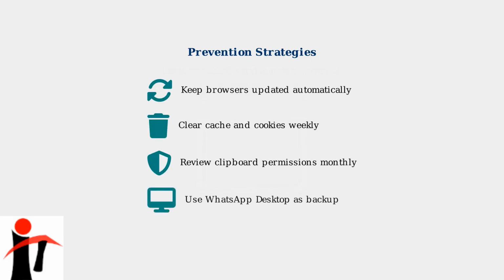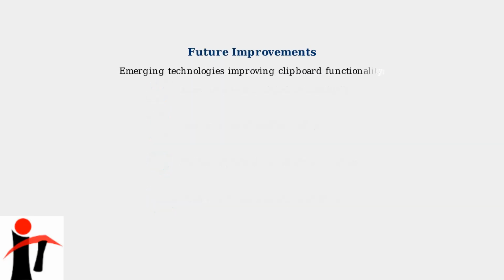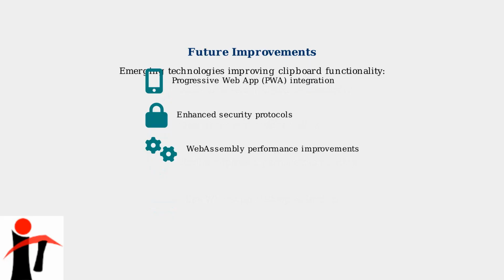To prevent future clipboard issues, follow these best practices. Keep your browsers updated automatically, clear cache and cookies weekly, review clipboard permissions monthly, and use WhatsApp Desktop as a reliable backup option. Looking ahead, several emerging technologies promise to improve clipboard functionality. Progressive web app integration, enhanced security protocols, and WebAssembly performance improvements will make copy-paste operations more reliable.